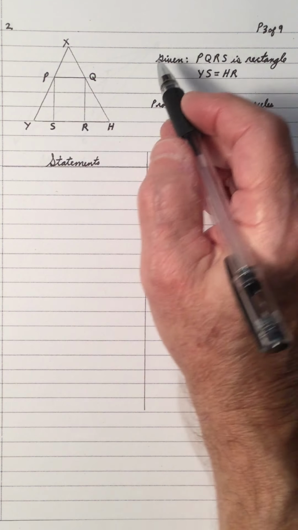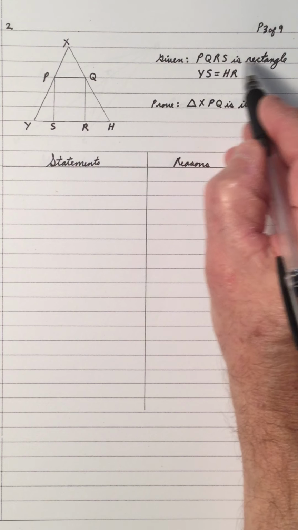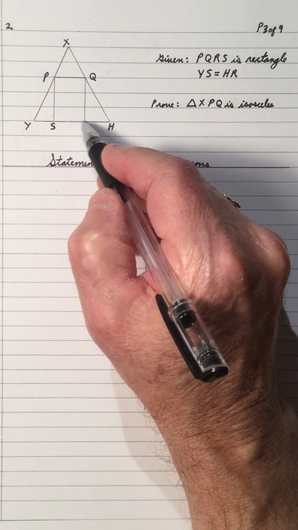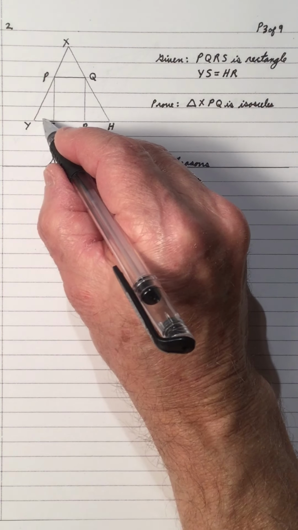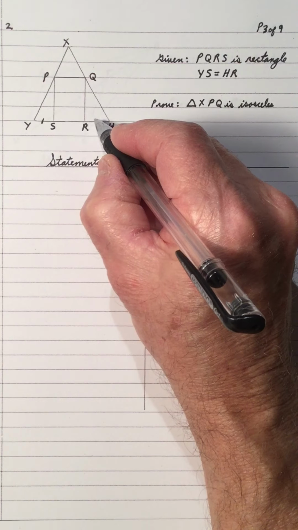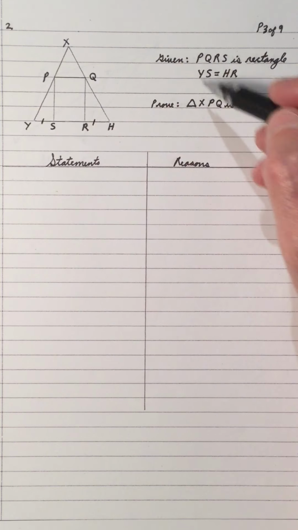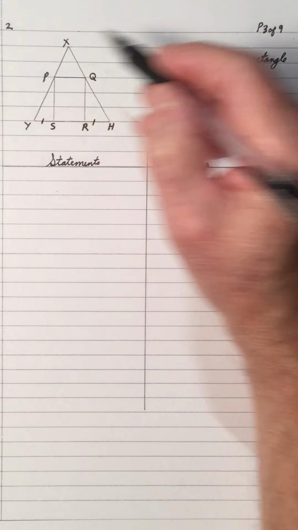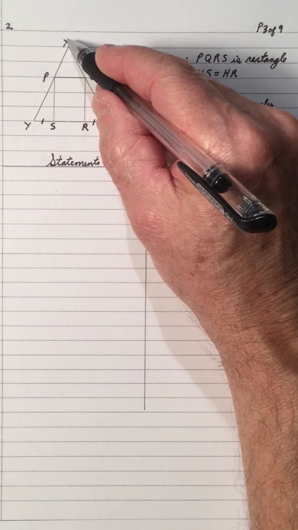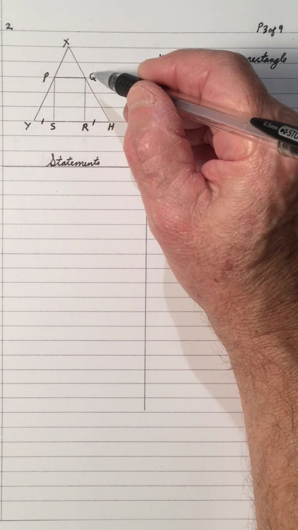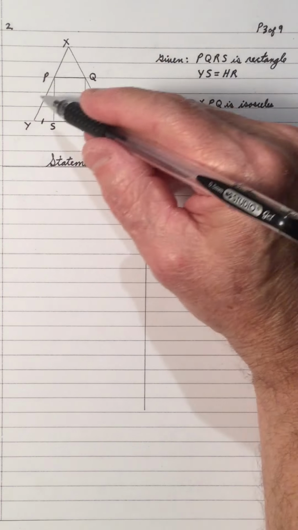Number 2, we have a diagram here, and we're given that PQRS is a rectangle. It says that YS is equal to HR. So these two segments are equal. Prove that triangle XPQ is isosceles. So this is an isosceles triangle. Two sides have to be equal. So how do the properties of a rectangle help me to do this proof?